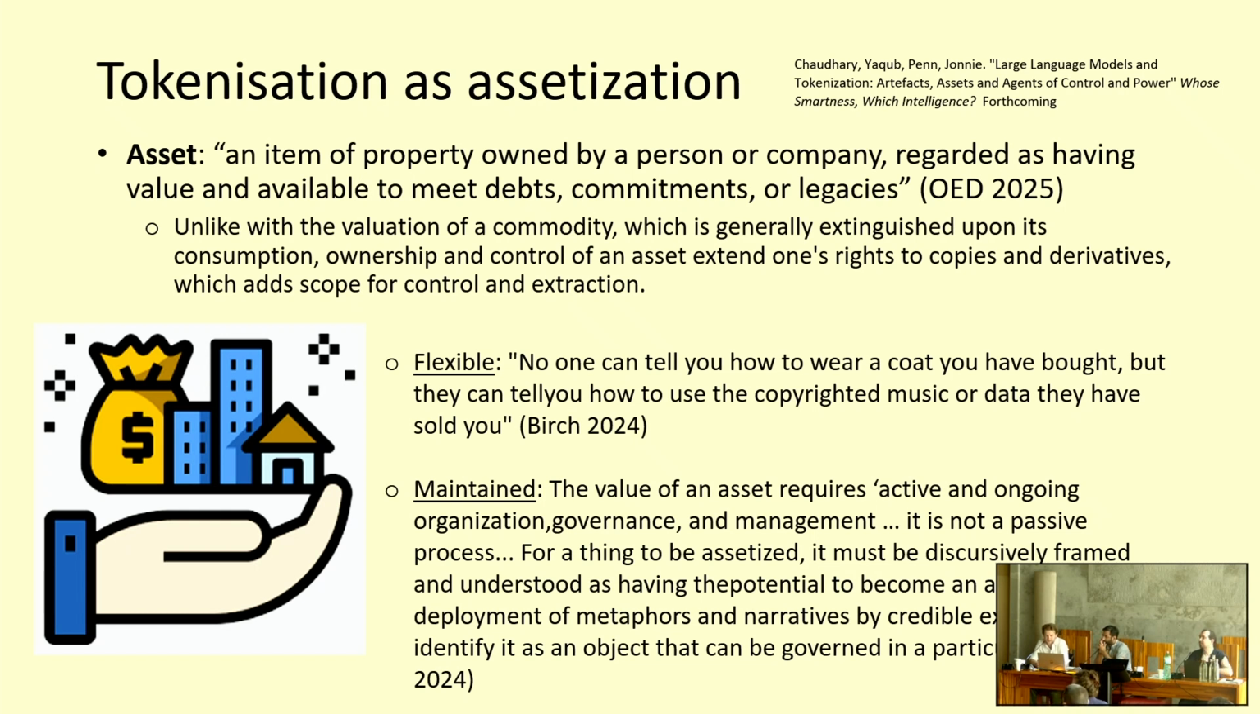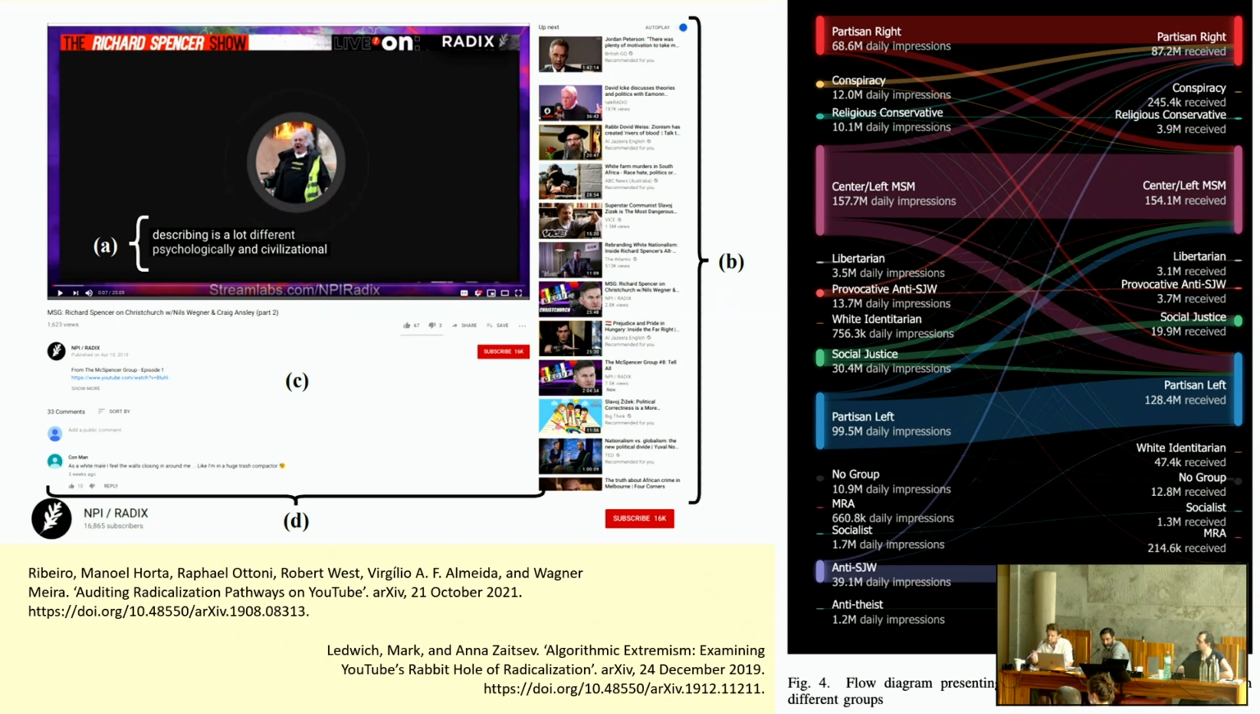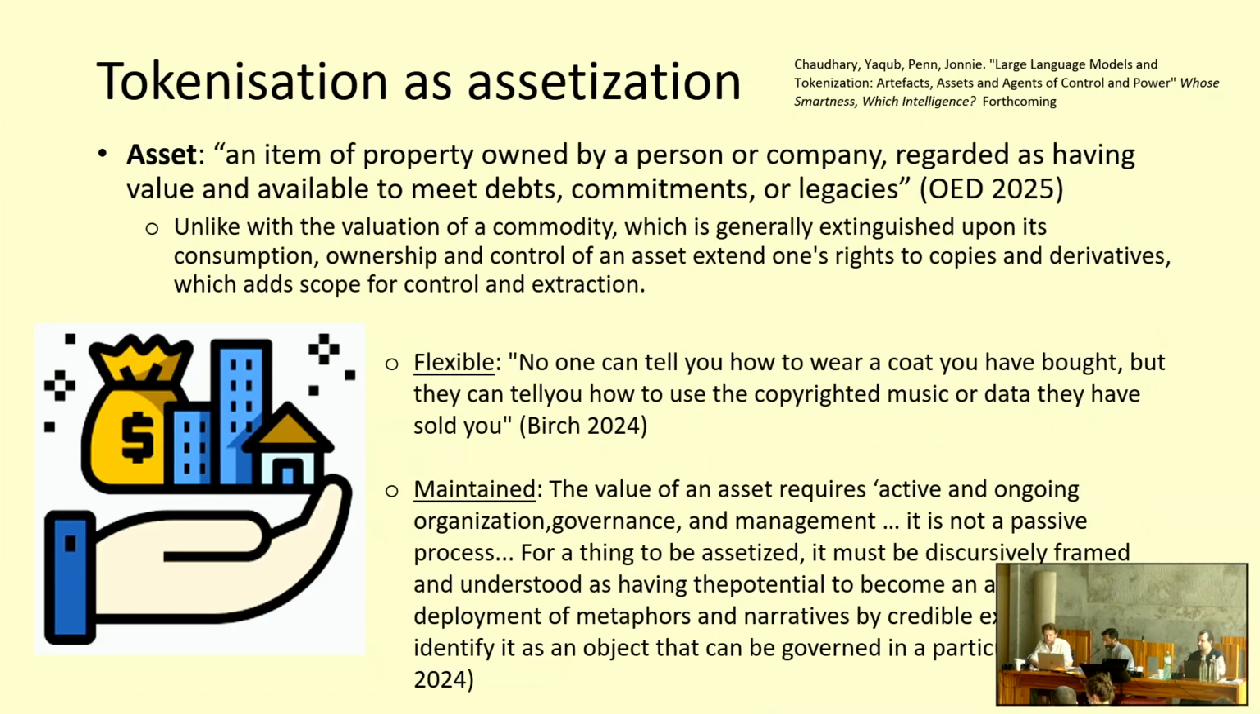For a thing to be assetized, it must be discursively framed and understood as having the potential to become an asset through the deployment of metaphors and narratives by credible experts to identify it as an object that can be governed in a particular way. So if I go back to these images, in a sense, we're saying that these pathways across all sorts of different permutations will have a financial character, a financial life as well. And we are interested in understanding how, you know, AI's ensconcement in the ad industry will kind of shape the outcomes there. And to give you a clear sense of what that looks like, I will pass to Yaqub.